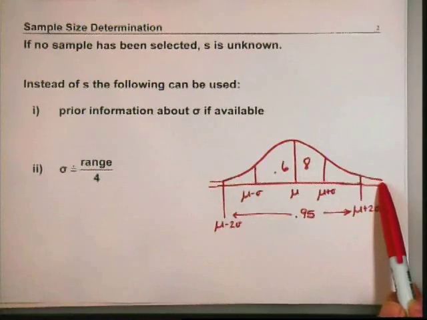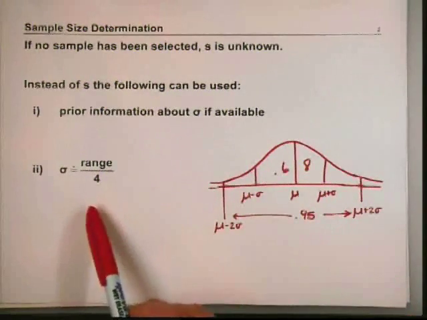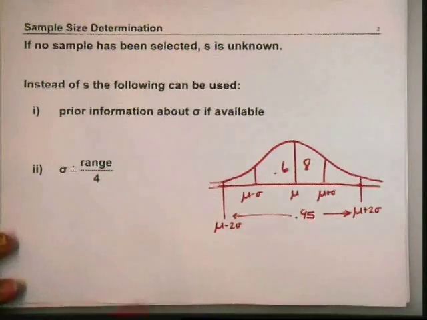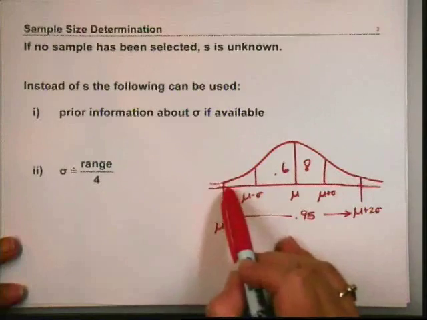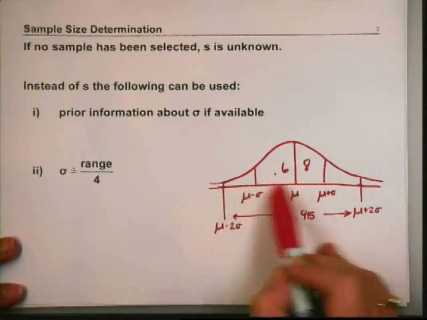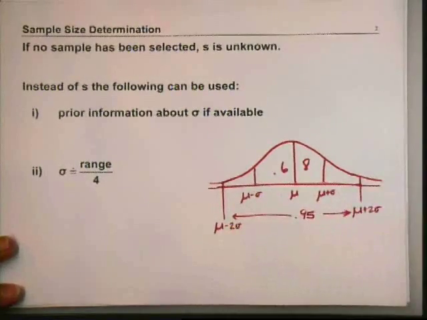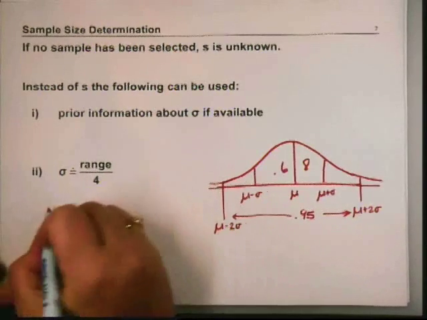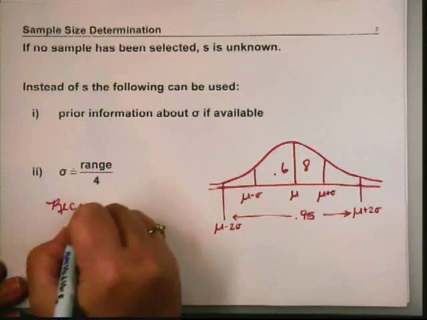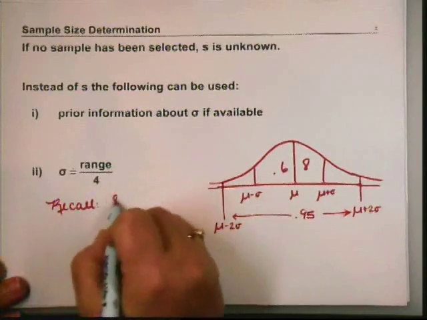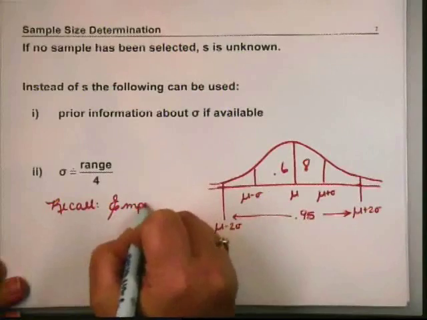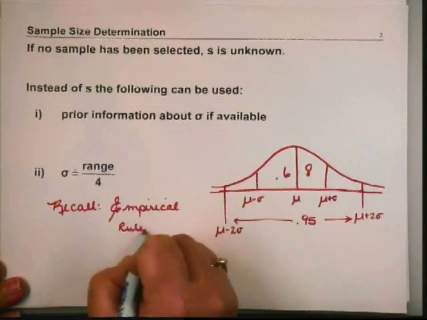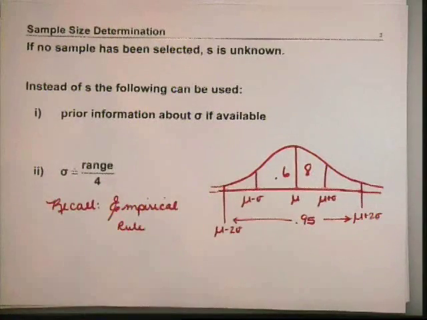All right, the range divided by 6 would estimate sigma. That actually is not as good an estimator as range over 4. That 4 comes from the fact that 95% of your data are within 1, 2, 3, 4 standard deviations. So range over 4, that's where that comes from. So recall the empirical rule. And sometimes that may be all you have.